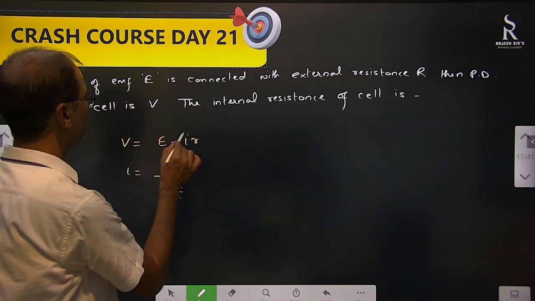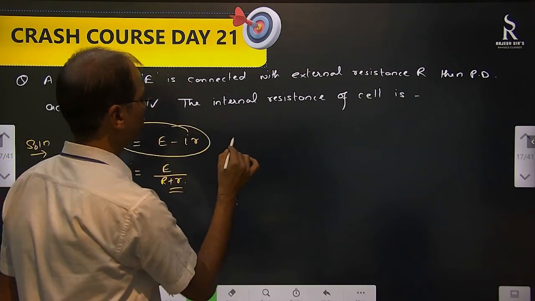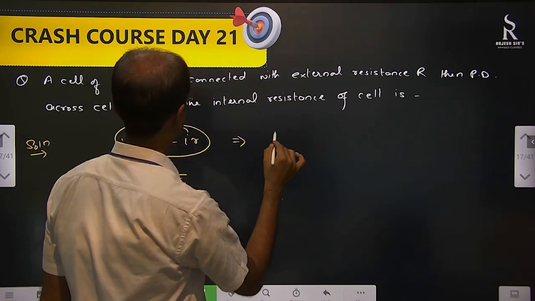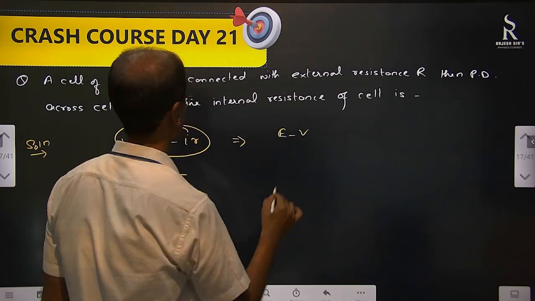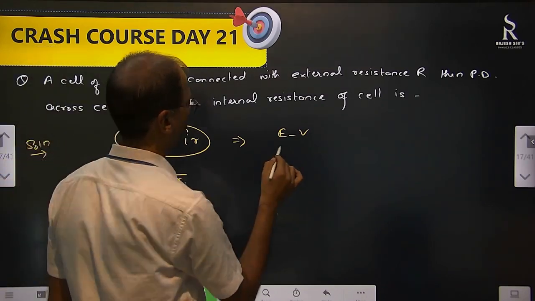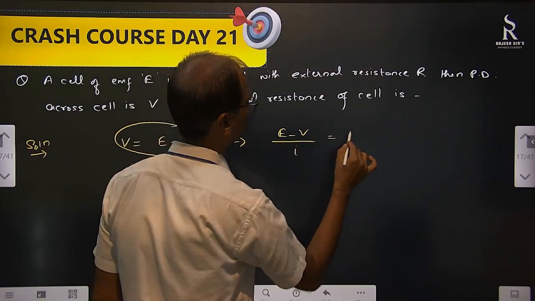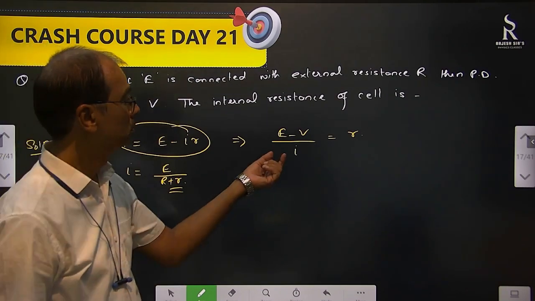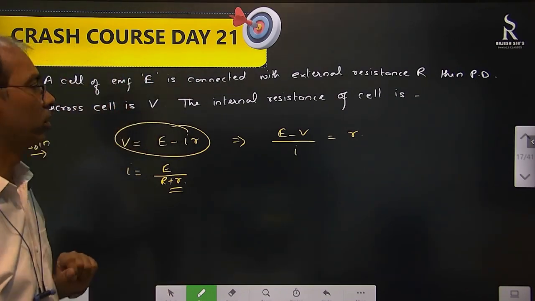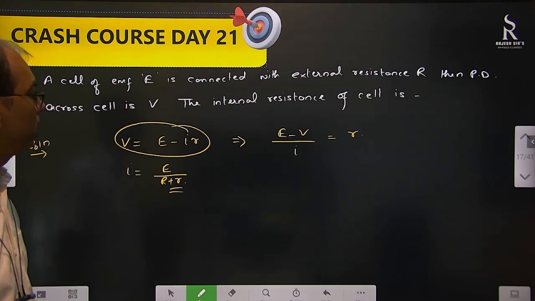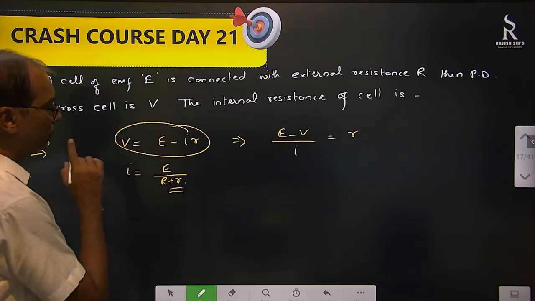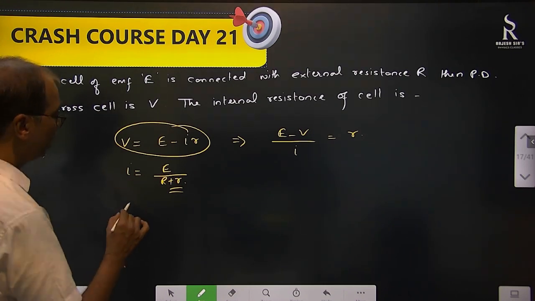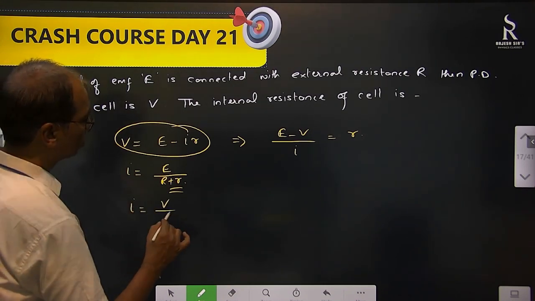So one way is we can find it from here itself. Everything we have, yes or no? That is E minus V by I equal to r. E minus V by I equal to r. Okay, but whether this is given as the answer or not, we don't know, right? But one more thing is there. I equal to E by R plus r is fine, but I is also equal to V by R.